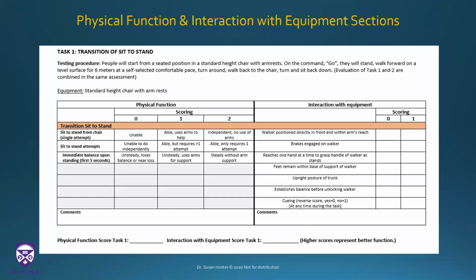This is an example of what each of the task assessments looks like. The task is written up at the top. The task procedure is written, along with the equipment that's required. There are the 2 sections of physical function and interaction with equipment, and then the test items that you're actually looking for. Scoring is presented as how you add the information up. And then at the end for each task, you can put in the score for physical function, as well as the interaction with equipment. In both of these, higher scores represent better function.